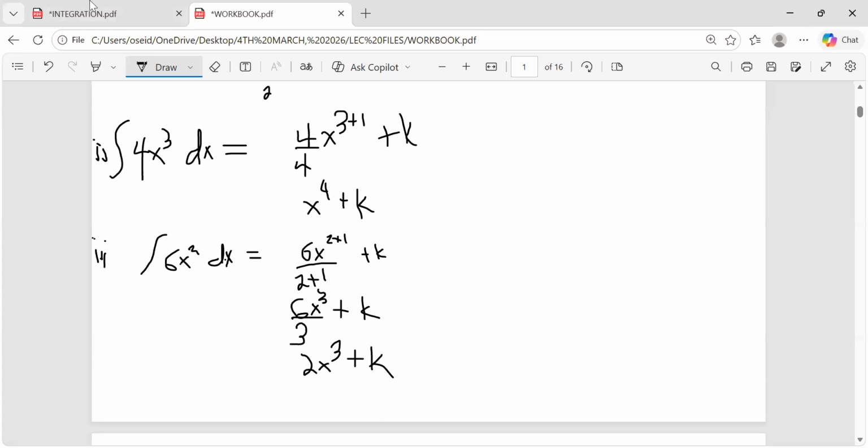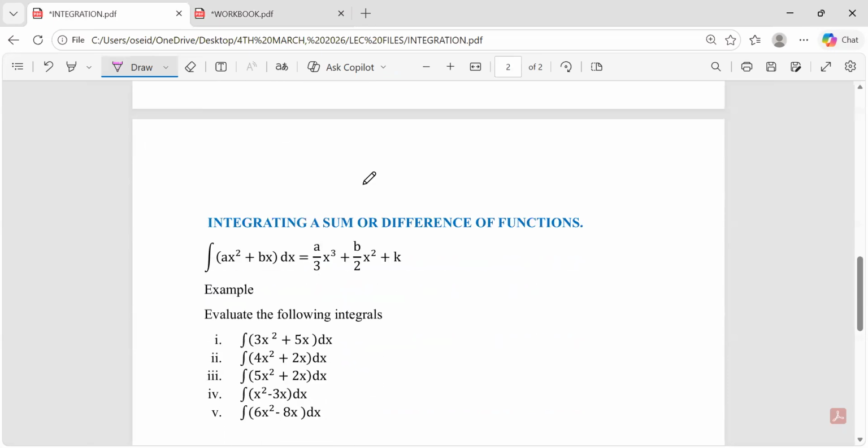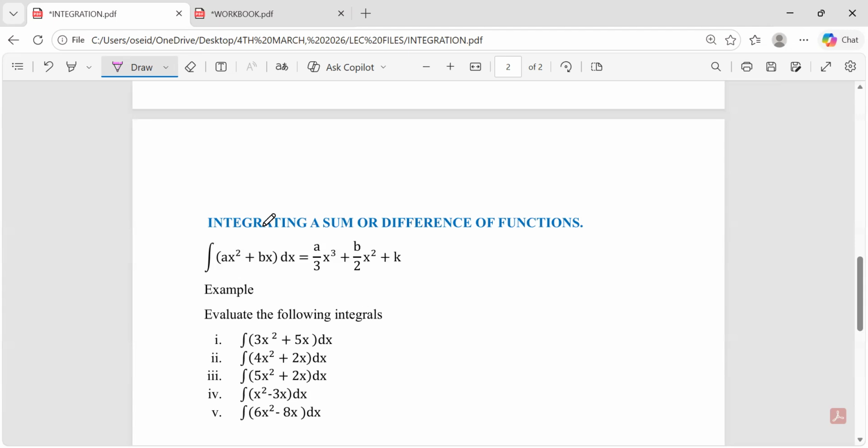All right. So we are proceeding and we are now moving on to integrating a sum or difference of functions. It's not always that we get only one term when we are doing integration. Sometimes we may get 2 terms to integrate, sometimes we may get 3. So when we get 2 or 3 terms to integrate, ideally, they come with what?